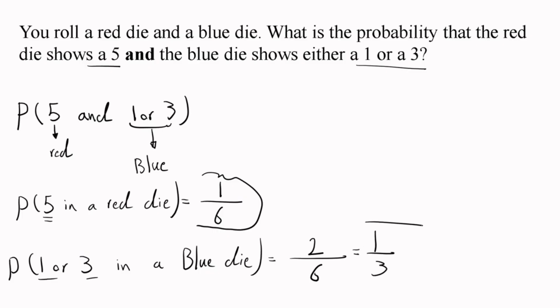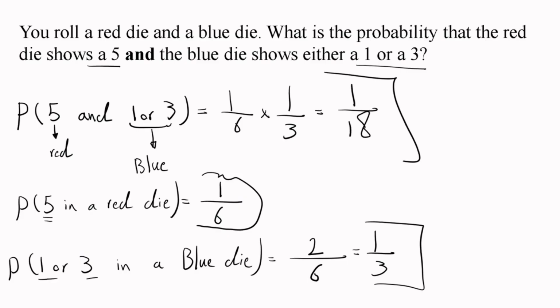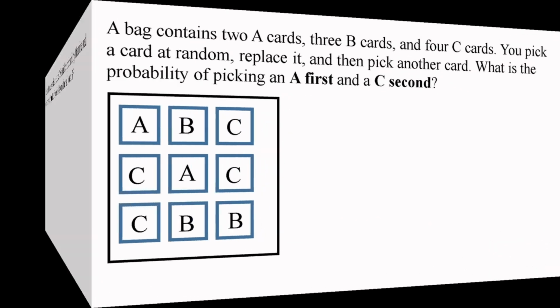What should I do at this point? The only thing that I need to do is multiply them by each other. So 1 over 6 times 1 over 3 is gonna be 1 over 18. And this is the answer of this example.